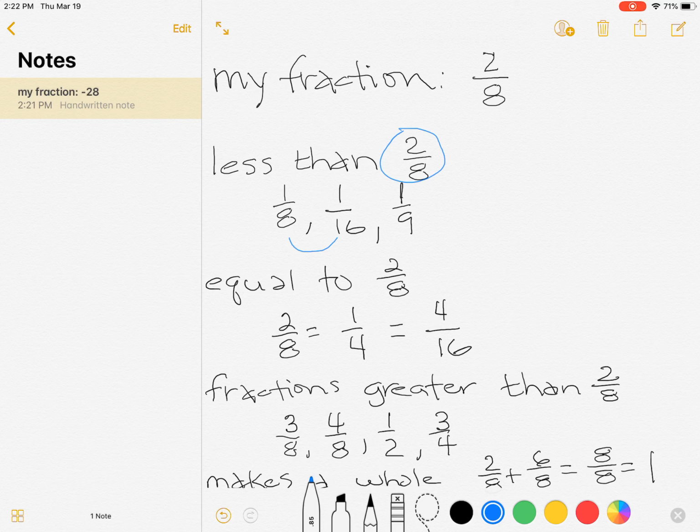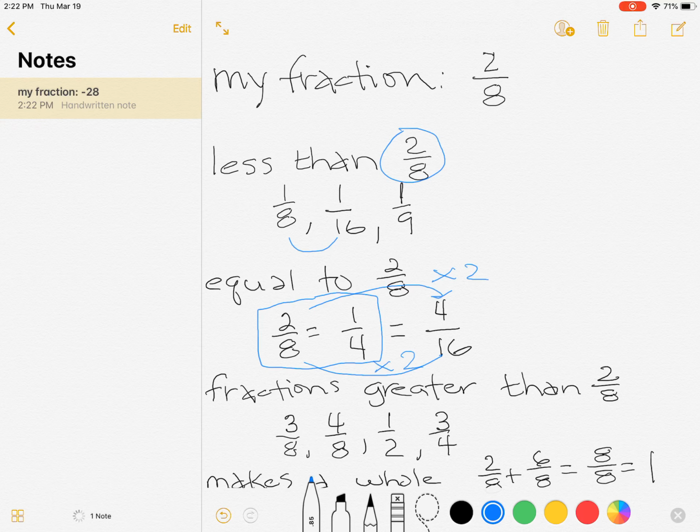Let's look at fractions that were equal to 2/8. We talked a lot about equivalent fractions. So when I look at my fraction 2/8, I know that I can take half of that. Half of 2 is 1 and half of 8 is 4. Or I could also take that fraction 2/8 and double 2 times 2, which is 4, and do the same thing to the denominator, 8 times 2, which is 16.